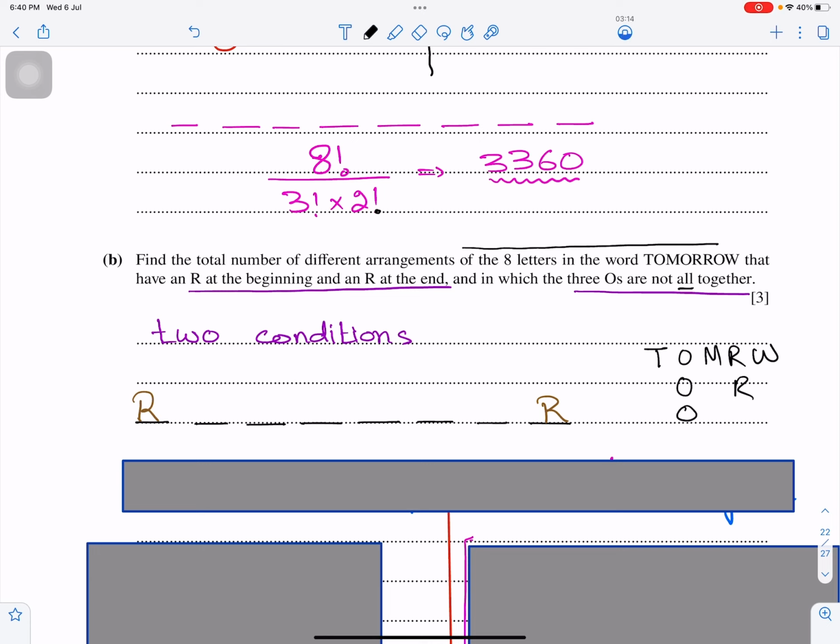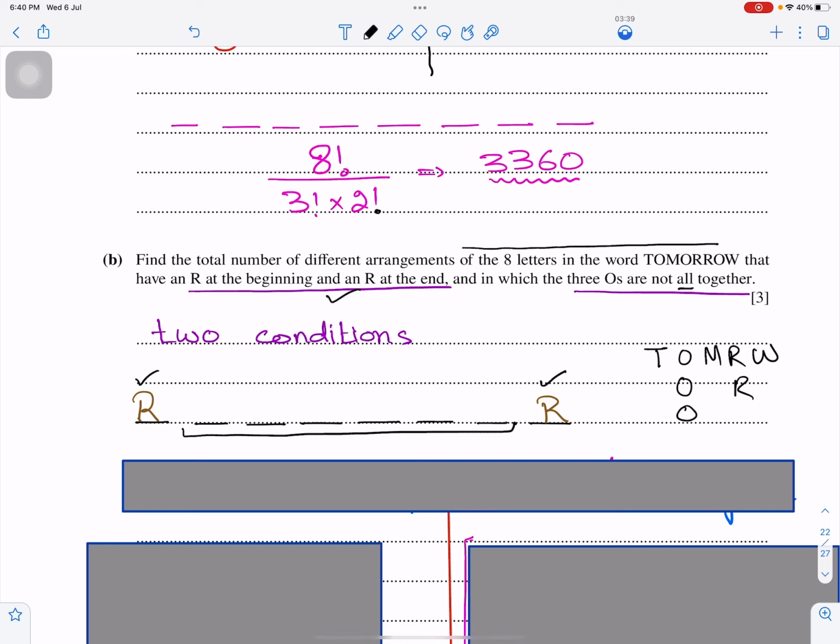So basically, you are arranging 8 letters such that R is in the beginning and end. And in between, when you are arranging the letters, the 3 O's should not be all together. It means 2 can be together, but none of them can be with each other. So we will handle this one by one.